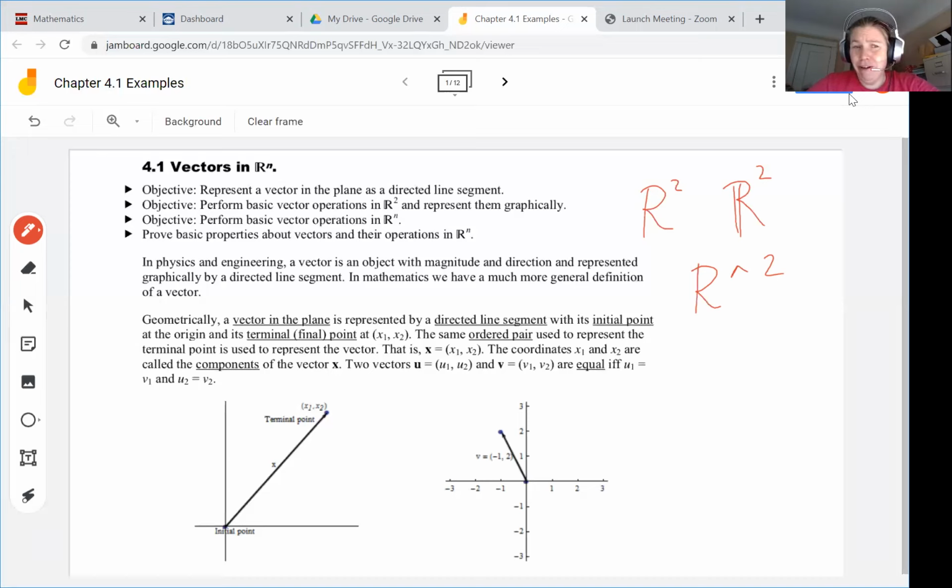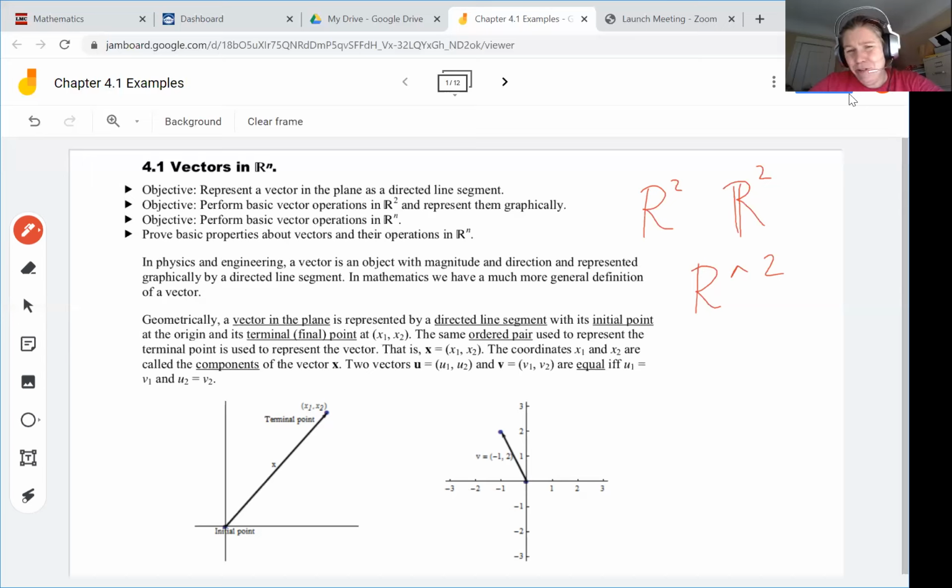So geometrically, a vector in the plane, which is R2, the two-dimensional real numbers, is represented by a directed line segment with its initial point at the origin and its terminal or final point at x1, x2, or you could call it x1, y1, whichever notation you like to use. The same ordered pair used to represent the terminal point is also used to represent the vector. So that is, we would say vector x equals x1 and x2.